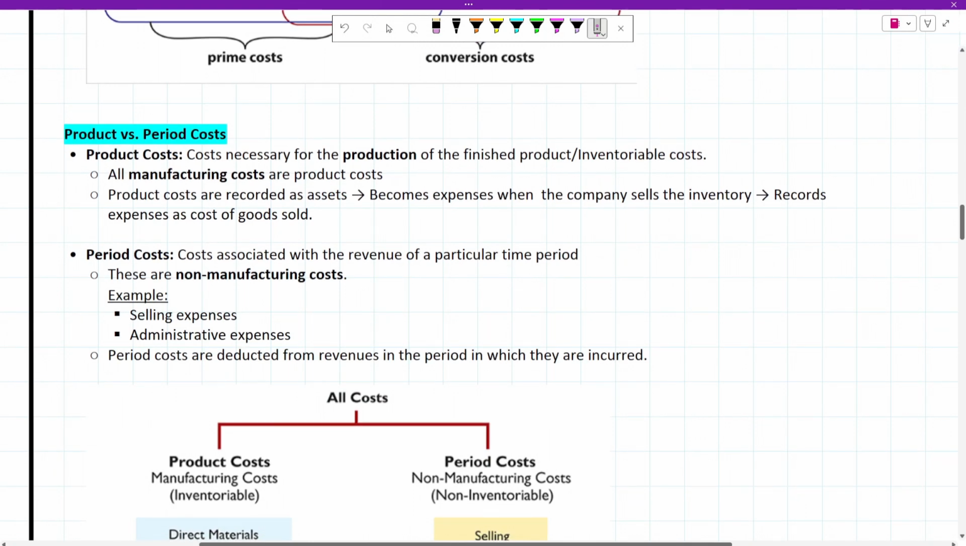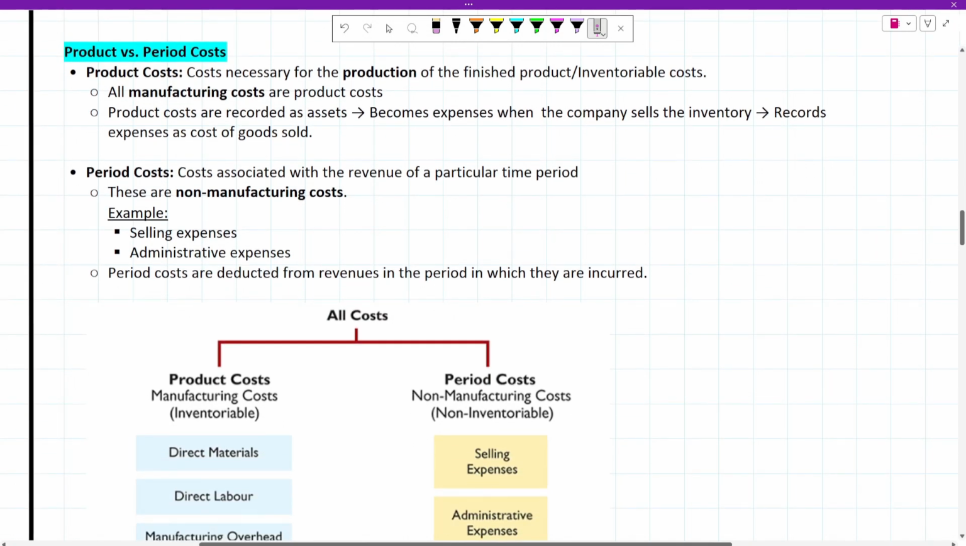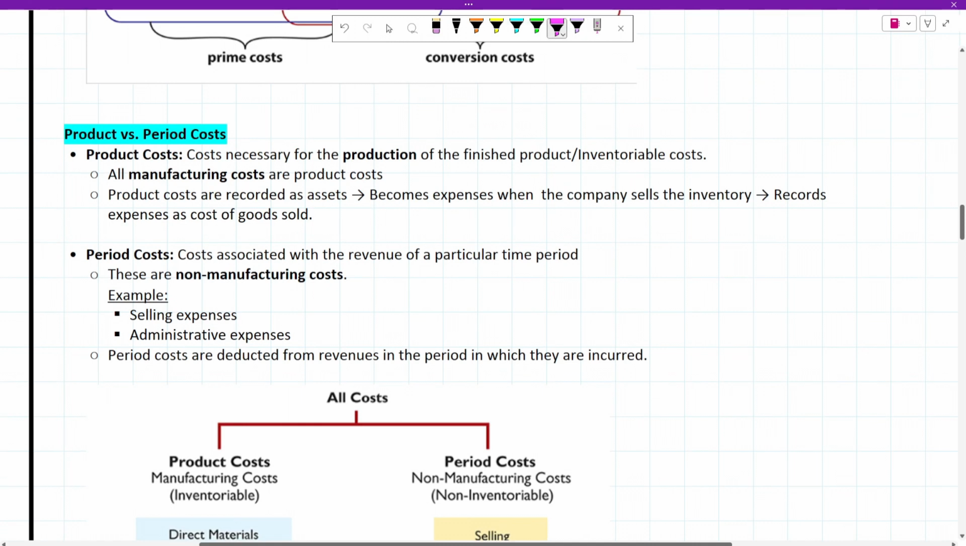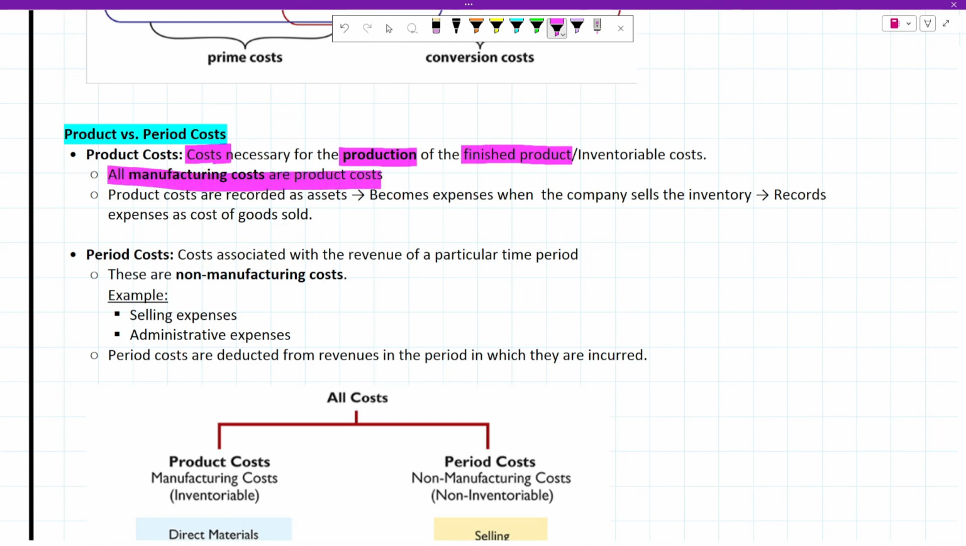So product versus period costs. Product cost is cost necessary for the production of the finished product, also called inventoriable costs. Costs necessary for the production of the final product. All manufacturing costs are product costs. So product costs are recorded as assets. So we're going to record them as assets, and then they become an expense when the company sells the inventory. So eventually it becomes an expense when we sell the inventory, and then we record expenses as cost of goods sold.